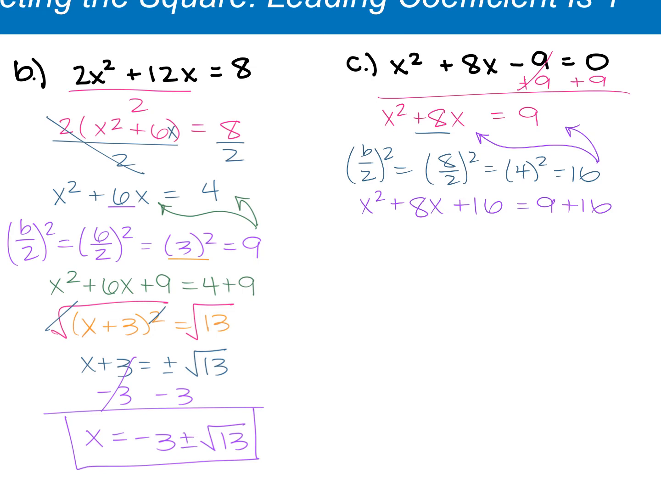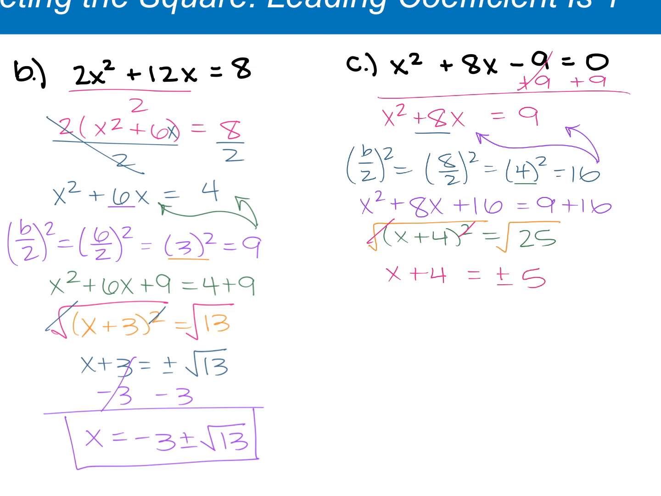From here, we're going to factor the left side, add the right side. The number that we squared is that 4, so that's going to give us x plus 4 squared is equal to 9 plus 16 is 25. We're taking the square root of both sides here. The square root of that binomial squared is just x plus 4. The square root of 25 is plus or minus 5.